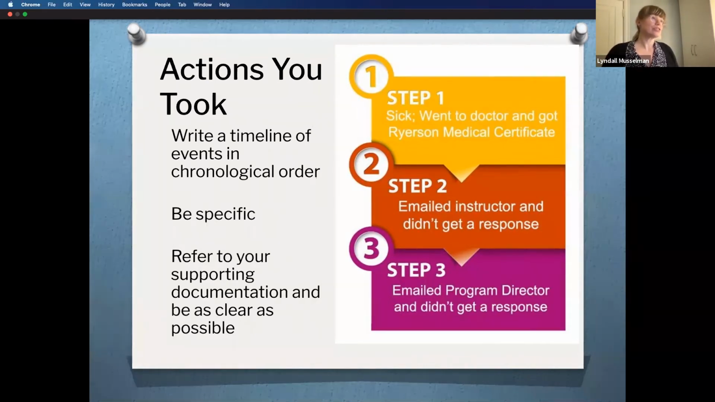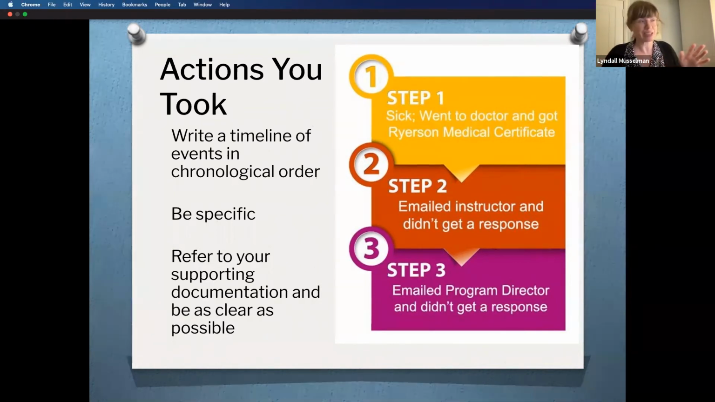But you should reflect on your case, your circumstances that happened last semester, and try to be as specific as possible. Sometimes it helps to go in chronological order, just describing the events that unfolded. And be sure in your explanation to refer to your supporting documents, like the emails, and mention the date of the emails to be really clear on when you're telling your story.